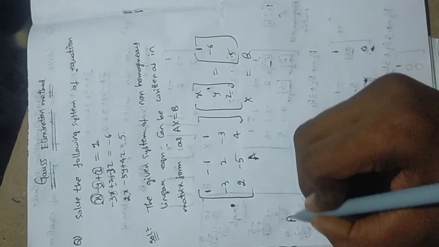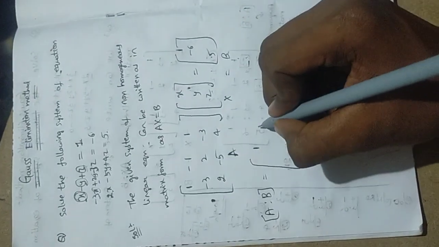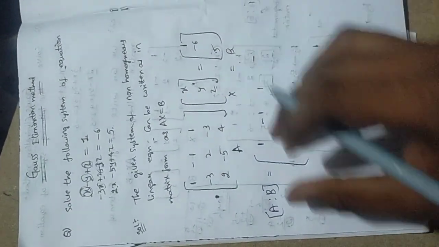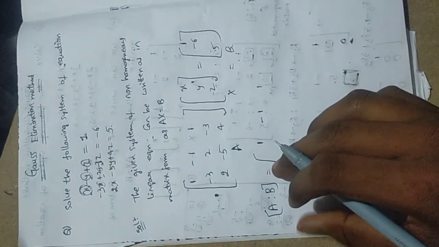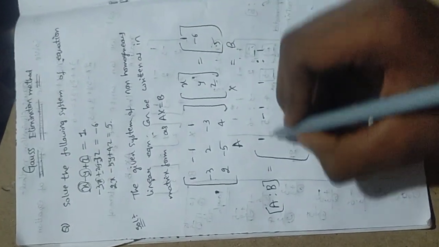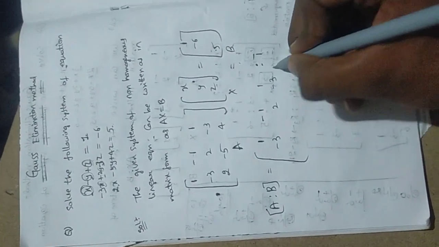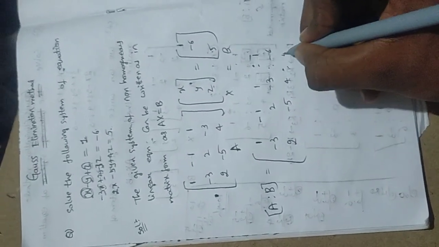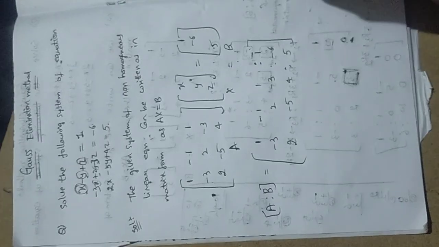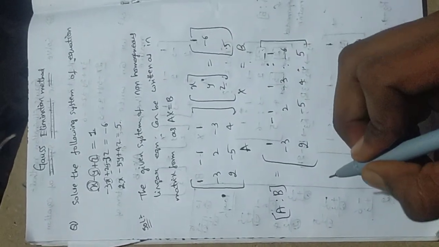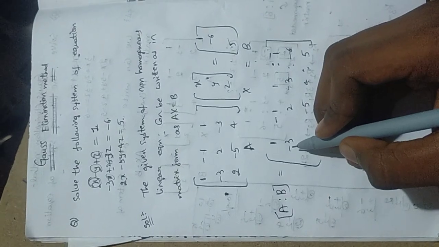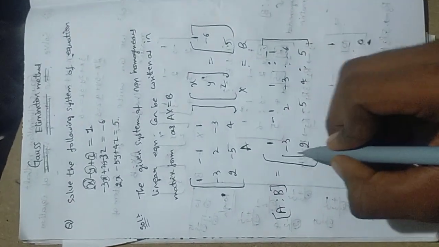Now the augmented matrix [A | B] is equal to 1, -1, 1. The combination of A and B is known as the augmented matrix [A | B]. Next 1, -3, 2, -3, -6, 2, -5, 4 and then 5. Now in the Gauss elimination method, we have to bring the matrix into an upper triangular matrix.